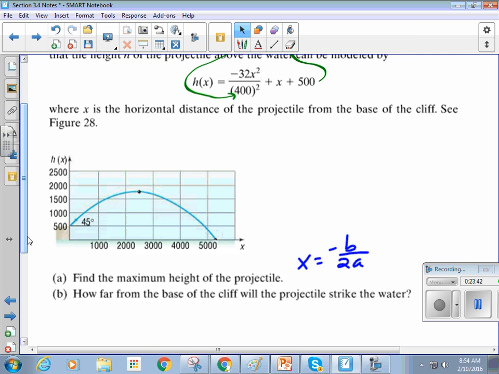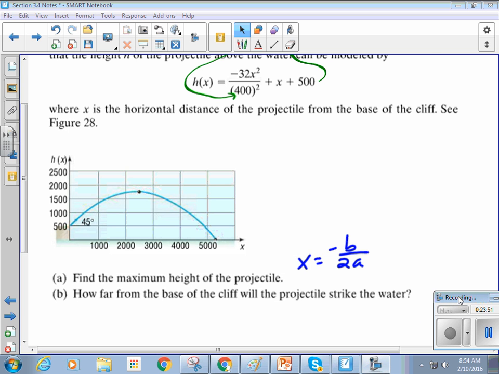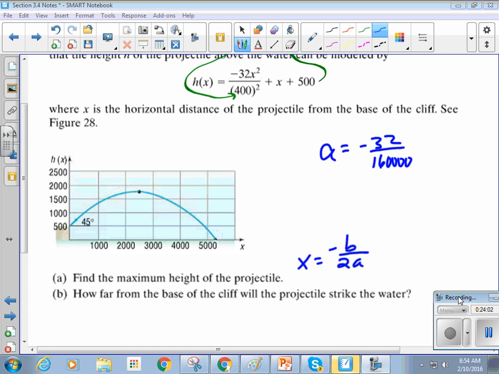Just when you thought you could forget this little vertex formula, we are going to use the heck out of it. So in our equation here, our A value is negative 32 divided by 2, 3, 4. B is 1. So I'm going to go ahead and simplify that. So our A simplifies down to negative 1 over 5,000. So let's go ahead and put that in here.